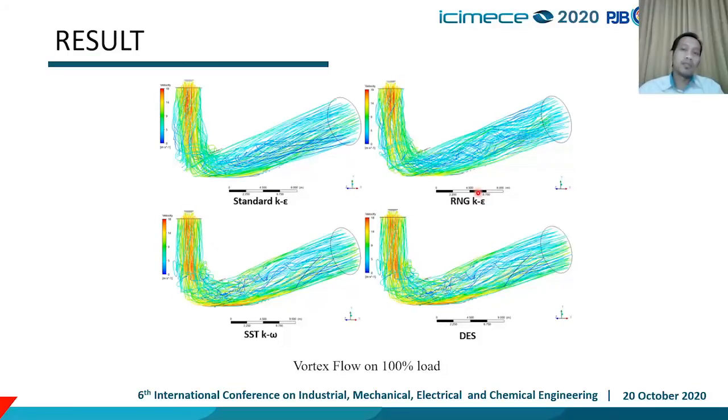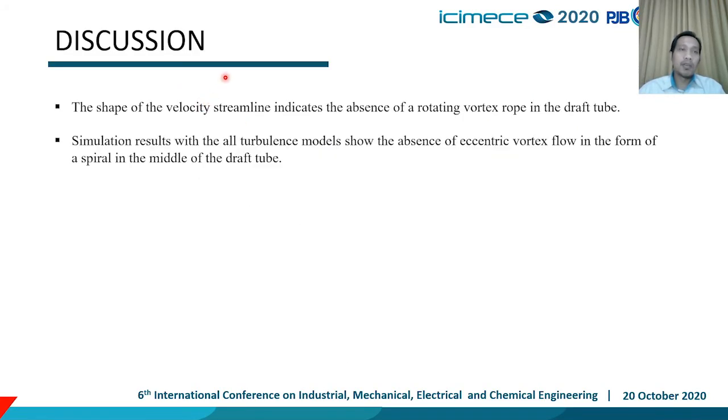Different results show a vortex flow on 100% load. The shape of the velocity streamline indicates the absence of a rotating vortex rope in the draft tube. Simulation results with all turbulent models show the absence of eccentric vortex flow in the form of a spiral in the middle of the draft tube.